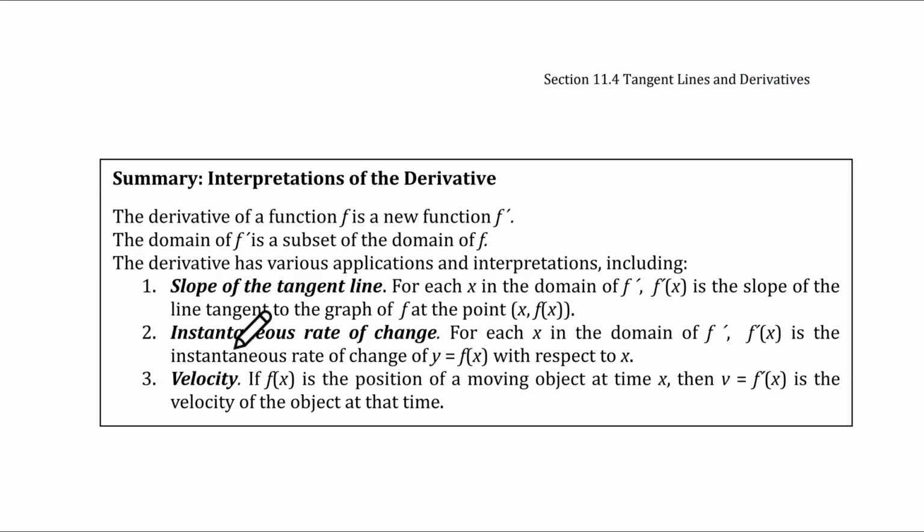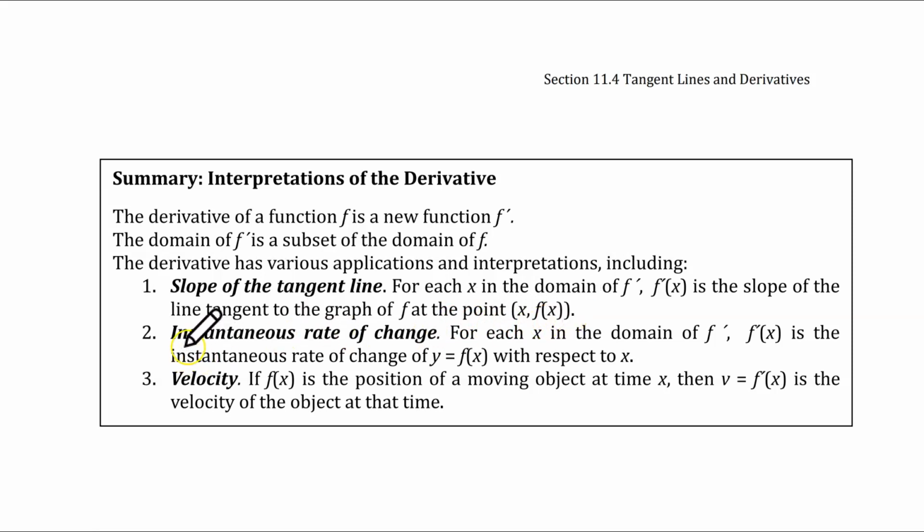The derivative of a function f is a new function, and we call that f prime. And the domain of the derivative is a subset of the domain of the function. And the derivative has various applications and interpretations, including the slope of the tangent line. This means that for x in the domain of the derivative, f prime of x is the slope of the tangent line to the graph of f at the point (x, f(x)).